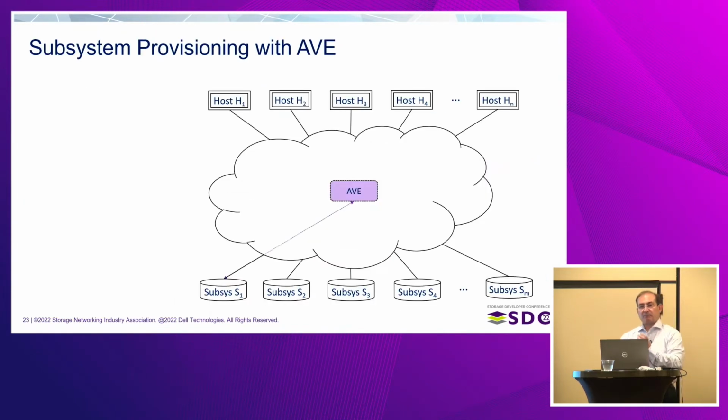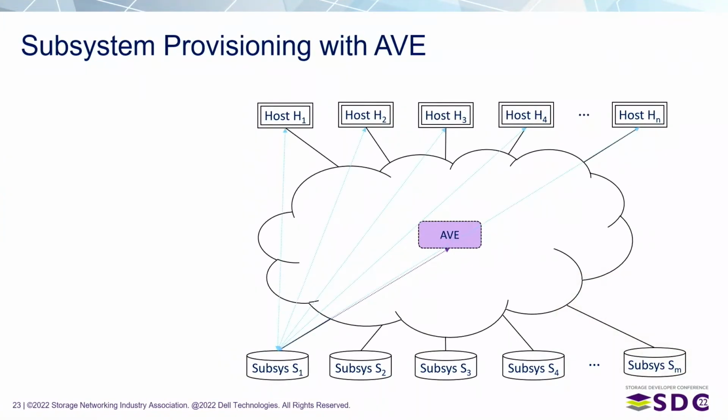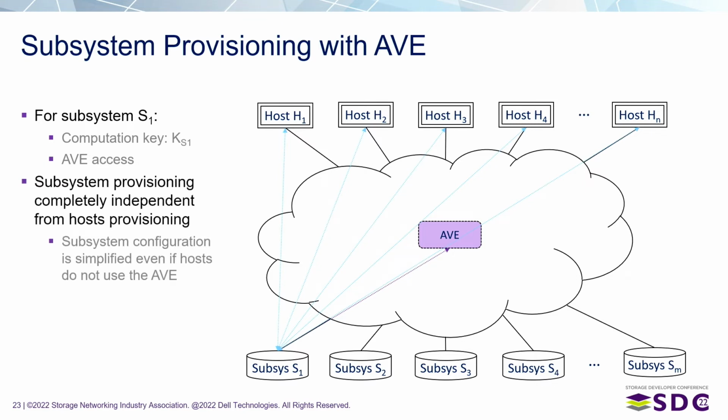What happens in terms of provisioning once we introduce the AV into the picture? Suppose we look at subsystem S1, which is connected to the AV. In order to authenticate all these hosts, everything I need now is my computation key, the key of the subsystem, and a way to access the AV. I don't need anything else. And this is completely independent of what any other entity of the fabric does. Whether the host uses the AV or not is completely independent. It's fine. And this is the same for all the subsystems that are using the AV service. I drastically simplified my provisioning information. I just need to put 2 things rather than many for the fabric.